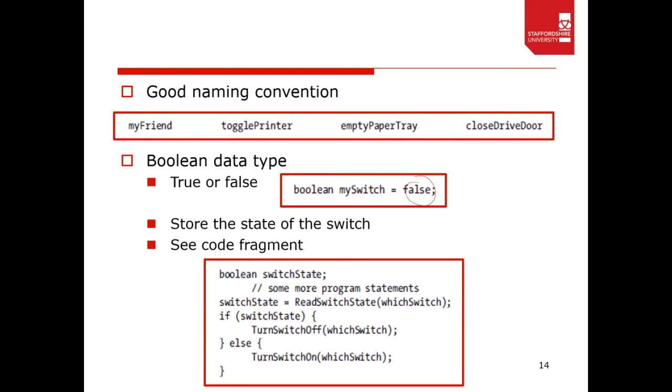So switchState equals readSwitchState, a particular switch. If switchState, turn the switch off. So this is an example similar to our push button. If it's changed, turn it off, otherwise turn it on.